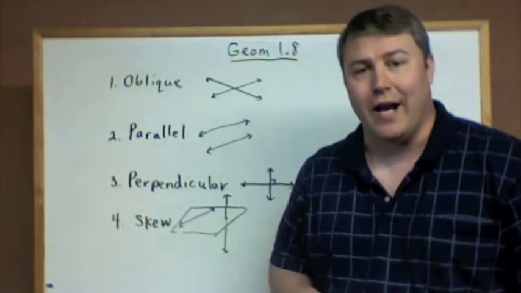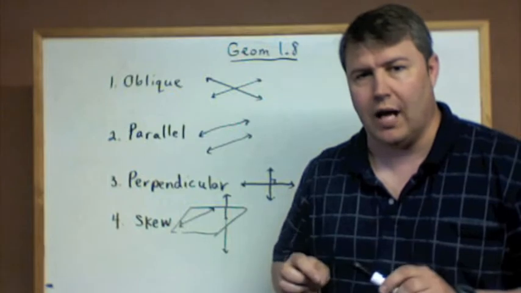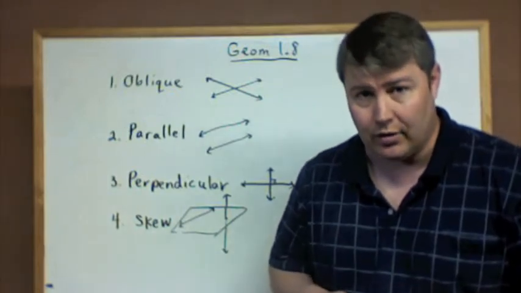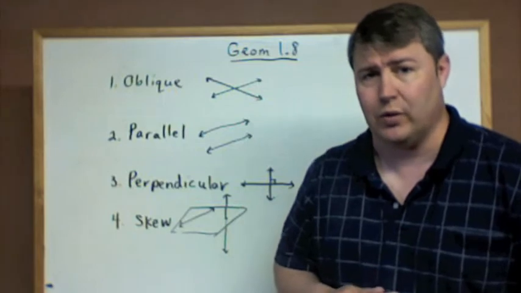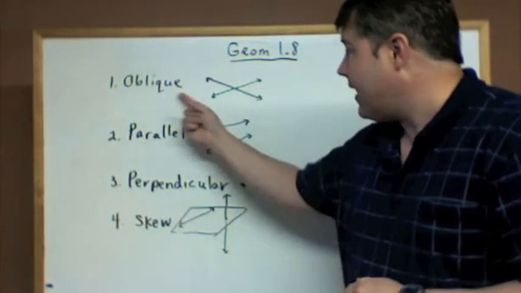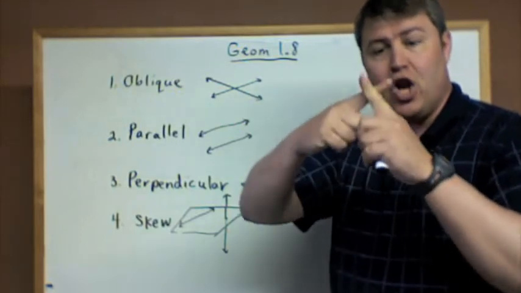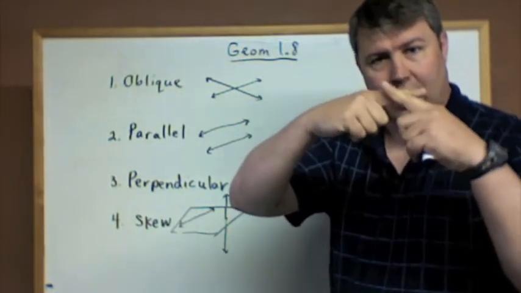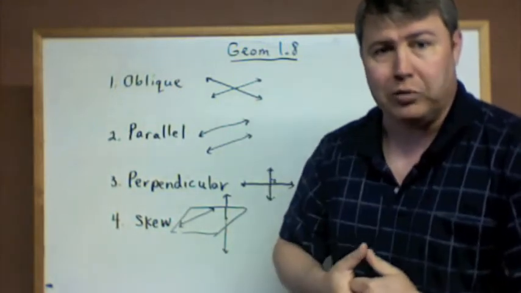This is section 1.8, and we're talking about basic geometrical lines and how they can relate to each other. There are really only four possible ways straight lines can relate to each other. Number one, they can be oblique, that is, they would intersect but not at a perfect 90-degree angle, something other than a 90-degree angle. They would be called oblique.